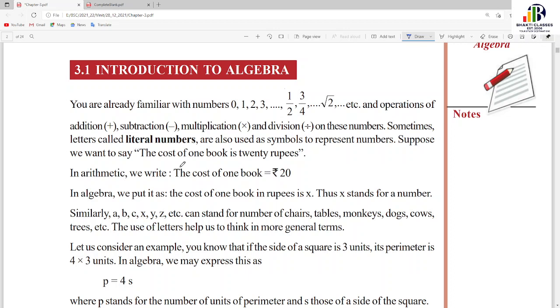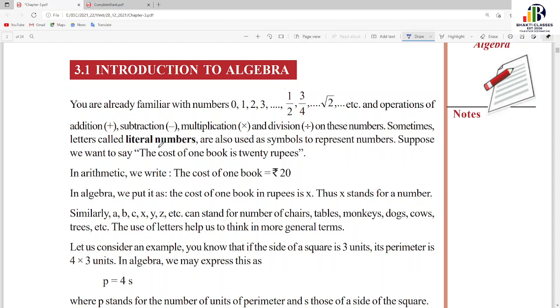First of all, what is algebra? We will try to understand the meaning of algebra. So algebra consists of certain numbers like 0, 1, 2, 3, 1 by 2, 3 by 4, root 2, etc. and certain operations, for example addition, subtraction, multiplication and division on these numbers. So altogether this is known as algebra.